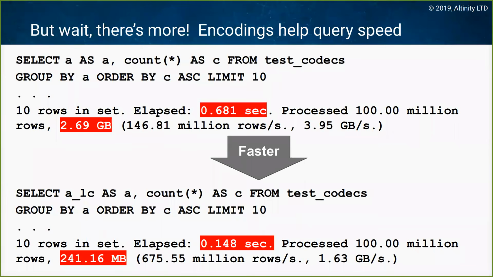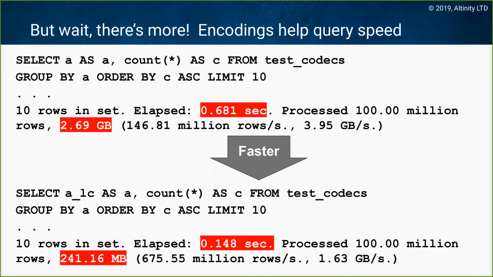But another thing that's interesting is the encodings really help query speed. And here's an example. What we're going to do is just select off that column A, which is a string, and we're going to do a group by the string name. We run that query. So pretend we're just doing something with the airline data. We're grouping on the airline names. We run the query and it processes 100 million rows in about 0.7 of a second.